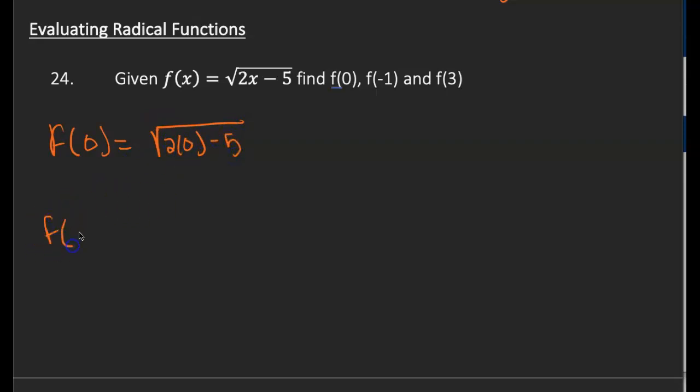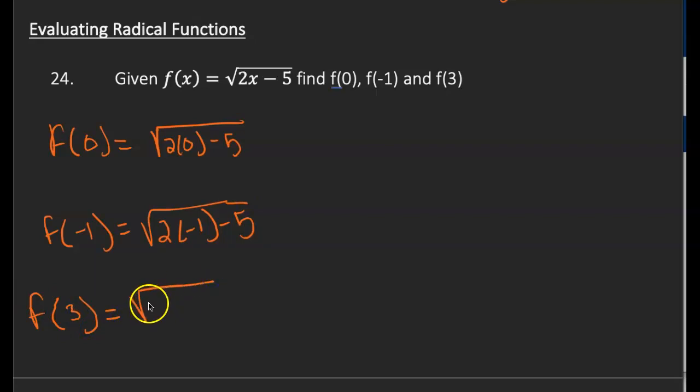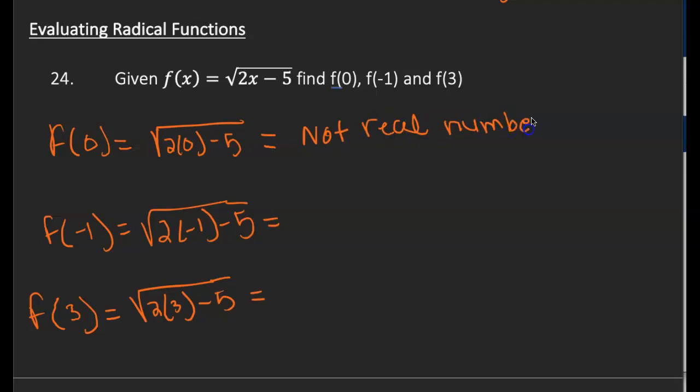Then I have f of -1. Substitute that -1 for the x. And then I have f of 3. Substituting that 3 for the x. So at the first one at the top, we have 2 times 0 is 0 minus 5. That gives you not a real number, right? Because it's -5. So this one is not in the domain, not a real number. So this one is no good, right?